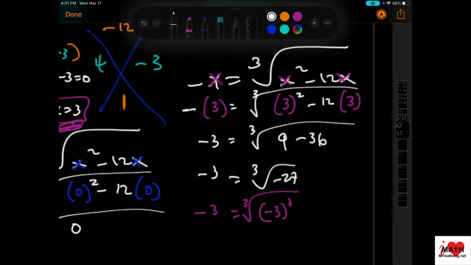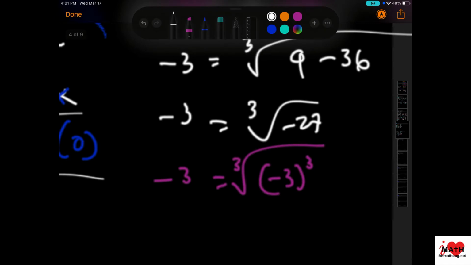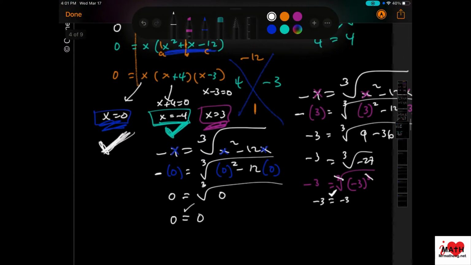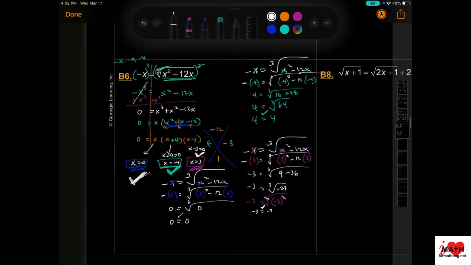And this problem, I'm showing it to you a different way. These are opposites, right? This 3, the index or root of 3 with a radical sign. So you're just left with negative 3 equals negative 3. And that is true. So that is a solution for ours. So that is B6.